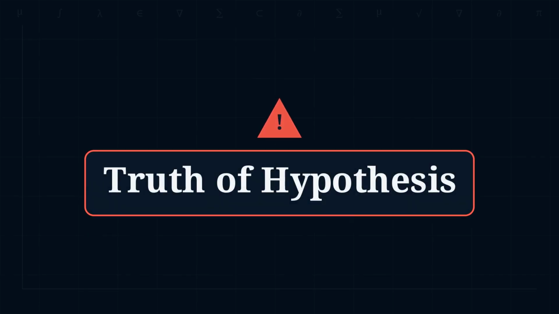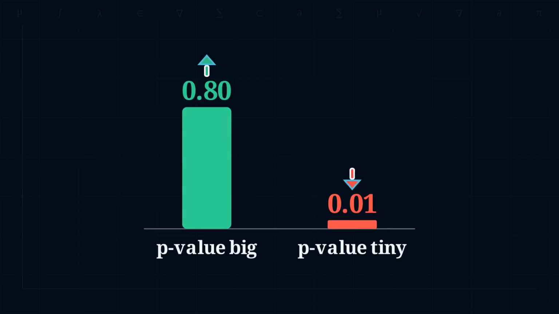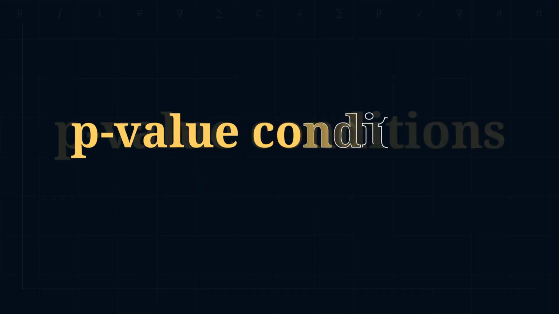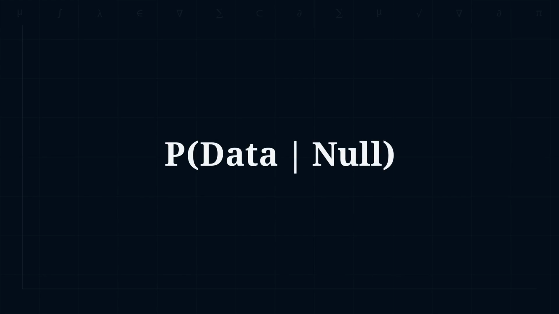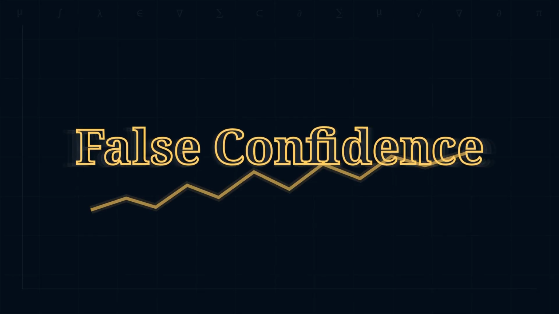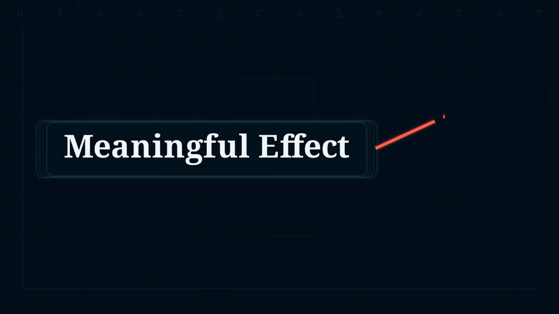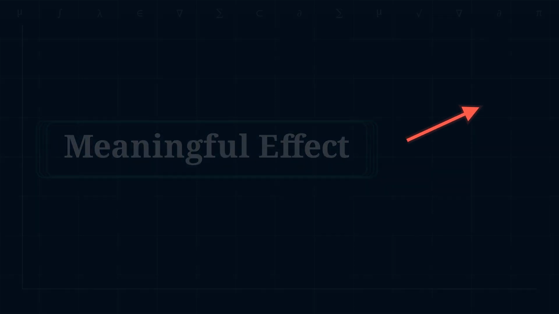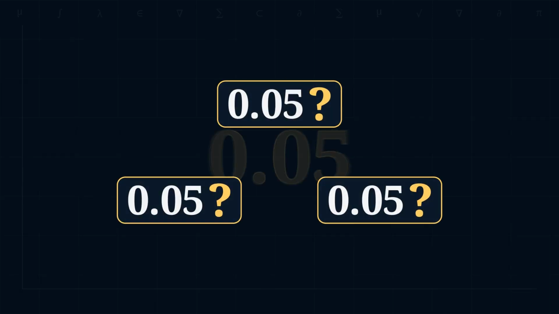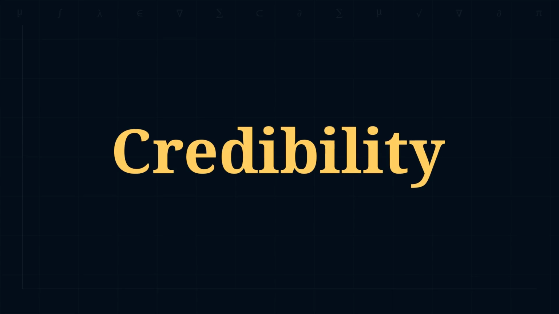Beginners often grab the p-value and translate it into a claim about the truth of the hypothesis. They say the hypothesis is probably right because the p-value is big, or probably wrong because the p-value is tiny. That is backward because the p-value conditions on the null being right and asks about the probability of the data, not the other way around. That mistake is costly. It creates false confidence in claims that just rode a lucky streak of noise. It leads teams to roll out changes that do nothing and to dismiss meaningful effects that happen to land in an unlucky sample. It corrodes judgment because the same number gets used to mean support for a claim, strength of an effect, and credibility of a study, even though it is none of those things.